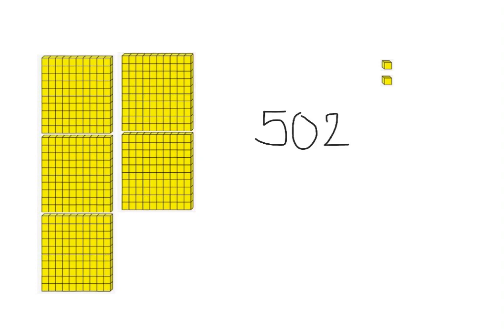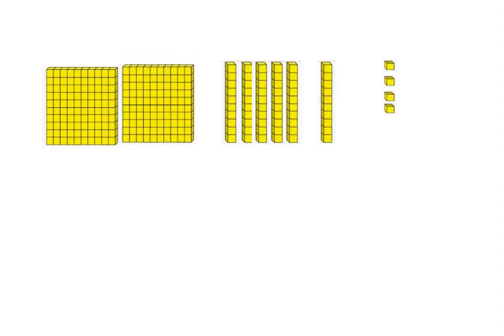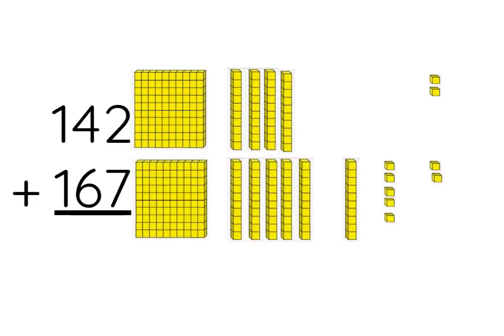502. Notice there aren't any tens here, but we have to leave a 0 there as a placeholder. Write down that number. 264. Notice when we group them together, it's easy to see what the number is. Now, let's solve some hundreds addition problems.